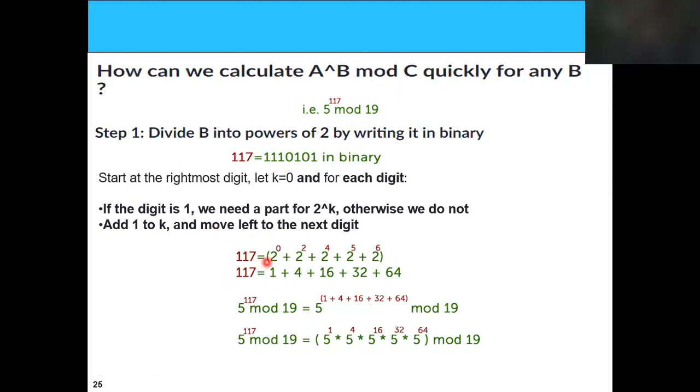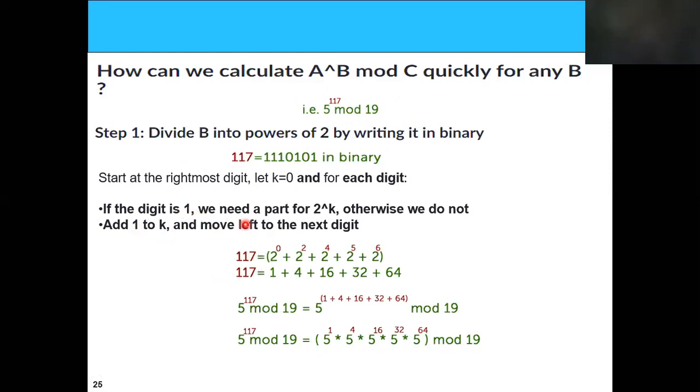Then we will have to start with the digits: if the digit is 1, we will need a power 2 raised to the k, otherwise we do not. Add 1 to k and move left to the next digit, like this one: 2 to the power 0, then 2 to the power 2, then 2 to the power 4, and like this. Let me start at the rightmost digit.